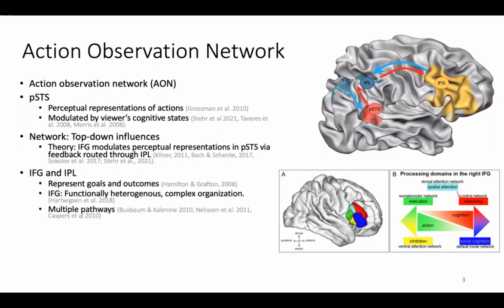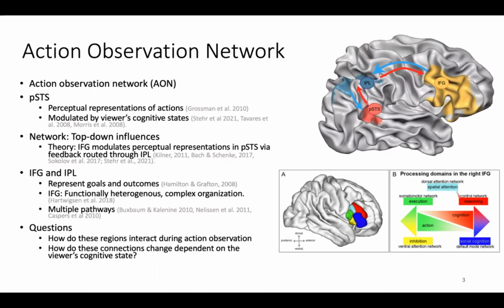However, although IFG has been shown to represent action goals and outcomes during action observation, its function, on the other hand, is heterogeneous and has complex organization. Also, there are multiple pathways proposed for how IFG interacts with sensory cortical systems during action recognition. While it is widely agreed that PSTS, IFG, and IPL together support the cognitive process during action observation, it remains unclear how they function as a network and how they uniquely contribute to this process.